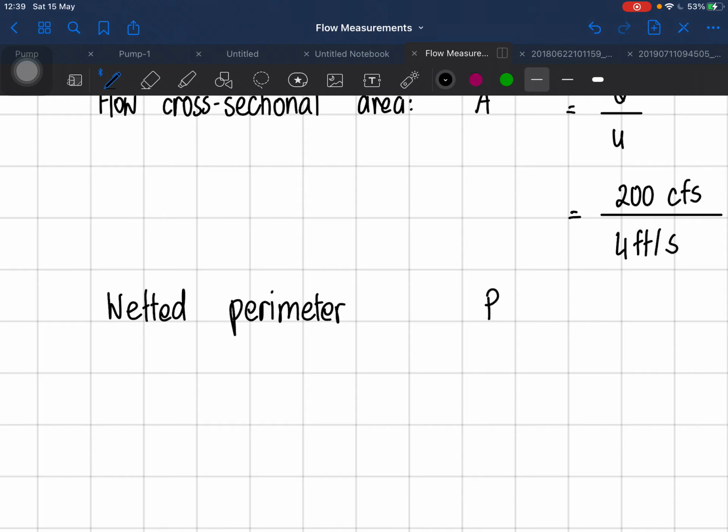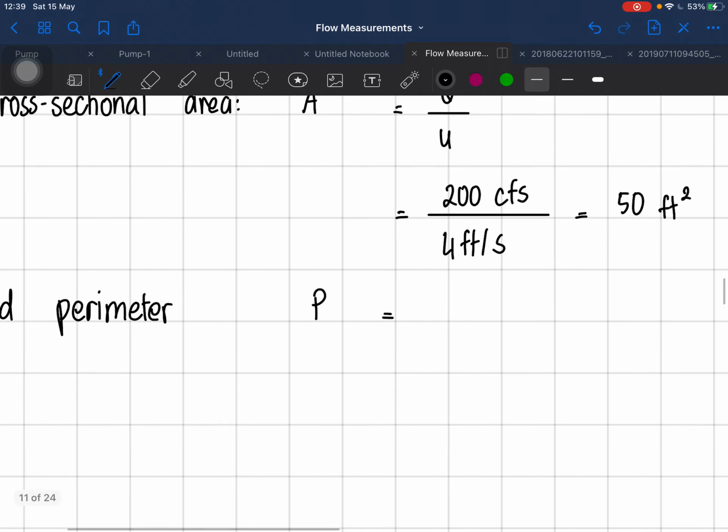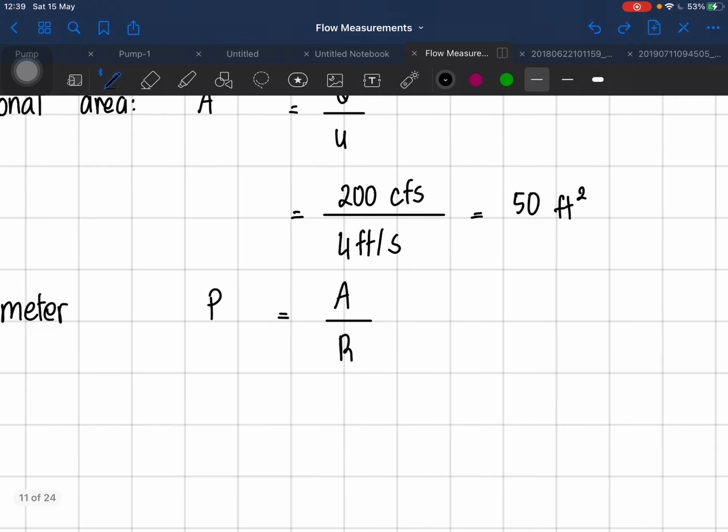What's the perimeter? P equals perimeter, and A over RH, right? Because what is RH again? I forgot. It's very hard to read this. 2.17. Okay, so this one will be 50, and this one is 2.17. Answer. I cannot predict this one. I need your help.